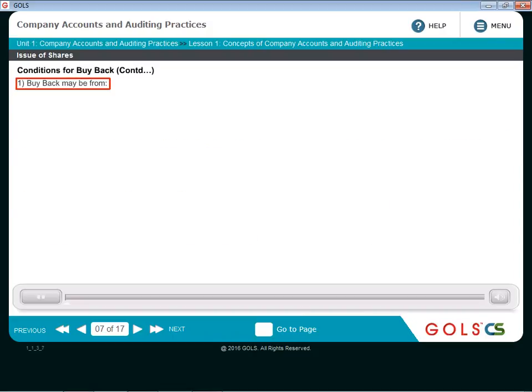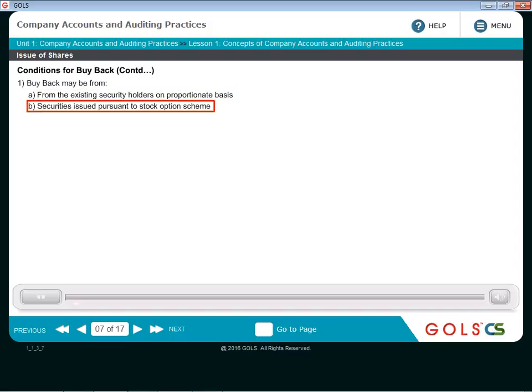This buyback can happen from either the existing security holders on a proportionate basis, or from the securities issued pursuant to stock option schemes to the employees or directors, or the company may decide to buy the shares back from the open market. So it will give the offer for the buyback. Whosoever wants to give the shares back to the company, the company will buy the shares back from them at that particular agreed price. So these are the three areas from where the buyback can happen.